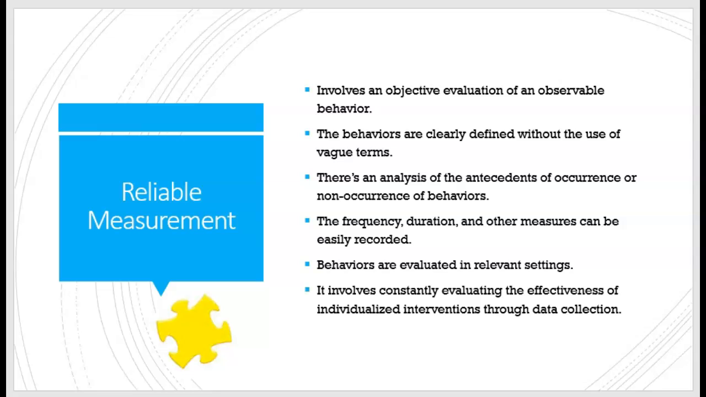ABA is a reliable measurement, and it involves an objective evaluation of an observable behavior, so something you can see. The behaviors are clearly defined without the use of vague terms. There's an analysis of the antecedents of occurrence or non-occurrence of behaviors, so what is causing these behaviors to occur or not. The frequency, duration, and other measures can be easily recorded.